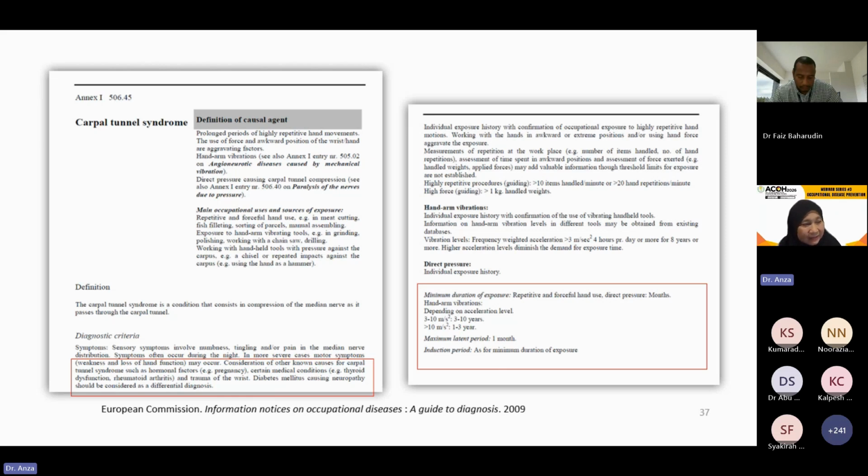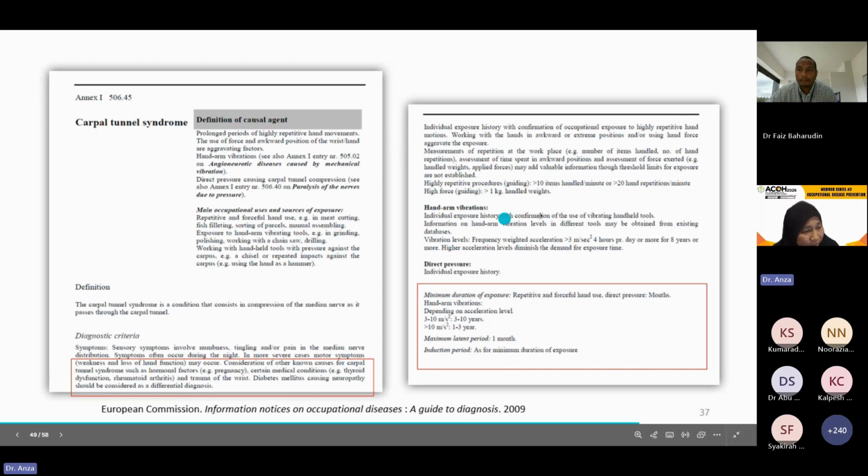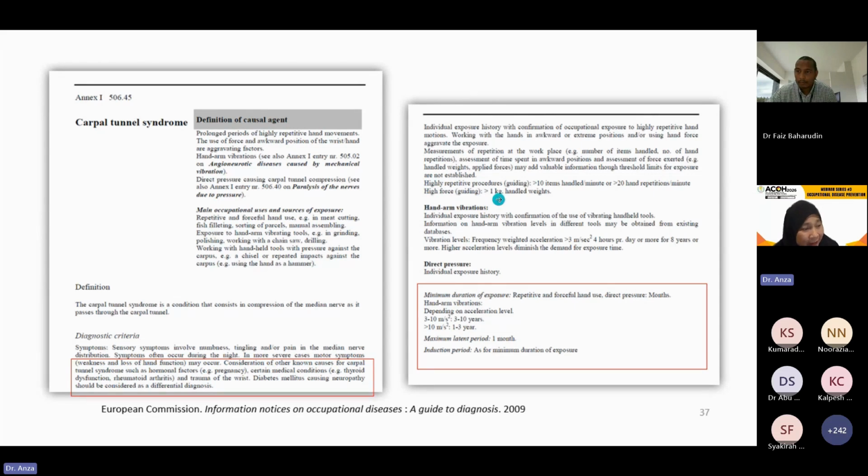So the answer is not an occupational disease, but more likely work-related because typing worsens symptoms. Okay, and her personal risk factors are the dominant ones, the ones that contribute to the disease. So she does not fulfill the criteria: highly repetitive, 10 items handled per minute or 20 repetitions per minute, or high force.